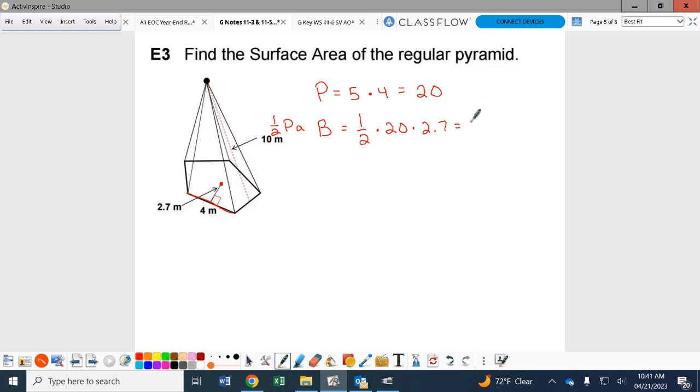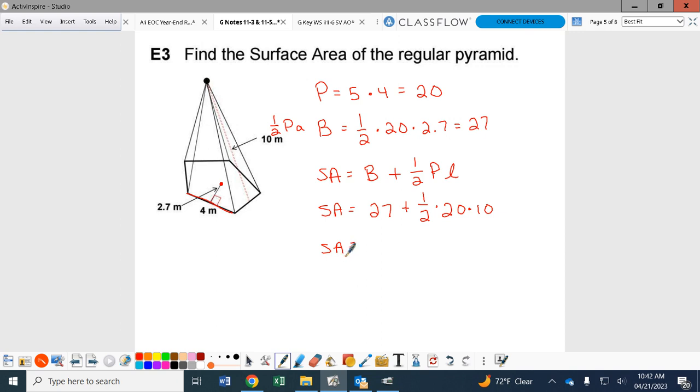What is it, guys? 27 even? Okay, here we go. That means our surface area is going to be based on that formula, base plus 1/2 times the perimeter times the slant height. So in this case, it's going to be the base of 27 plus 1/2 times that perimeter of 20 times my slant height of 10. Should come out nicely because all those numbers are nice. Should not have a decimal.